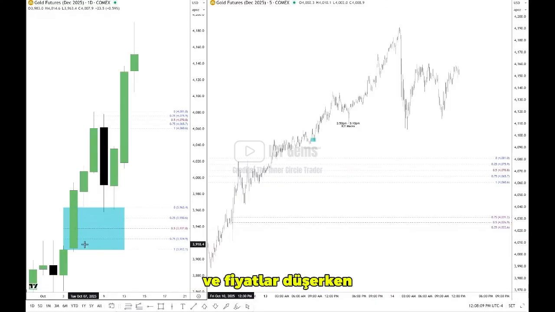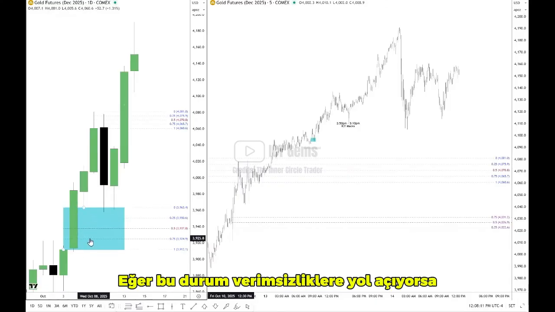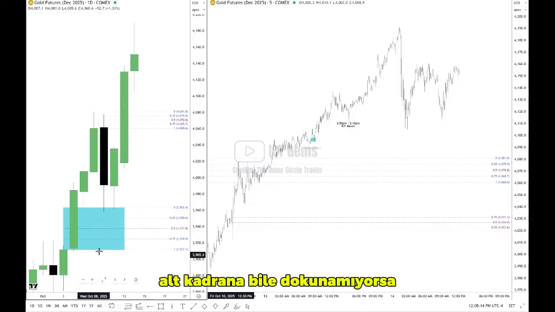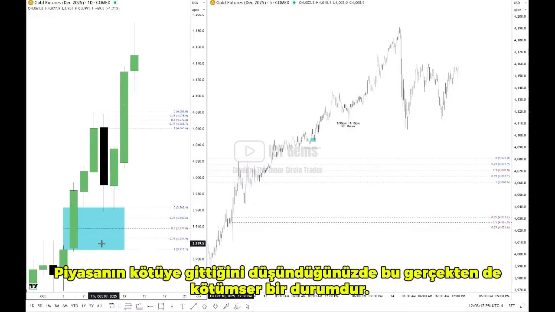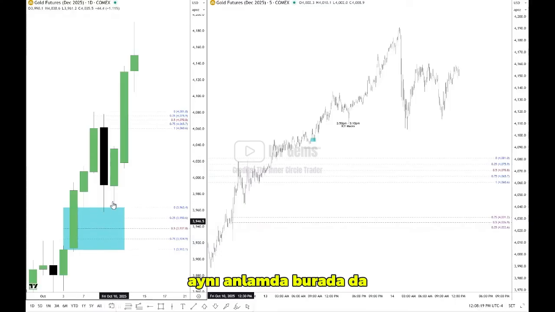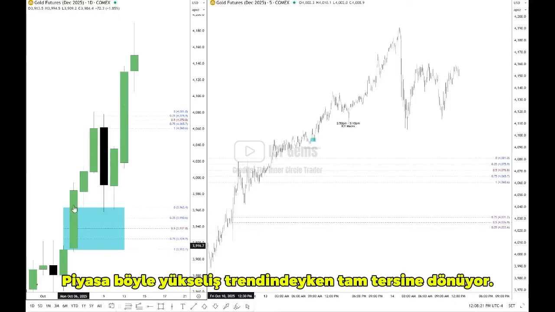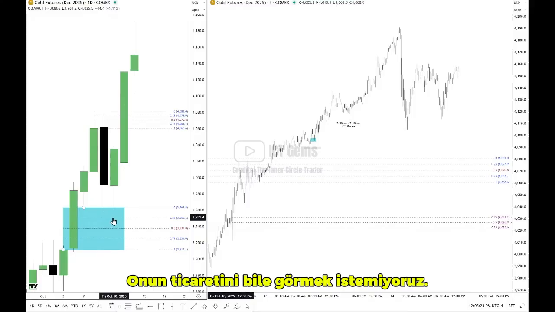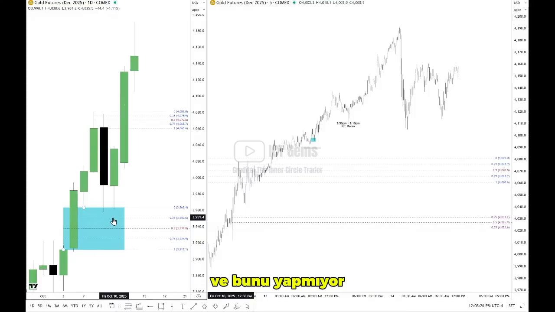And when price is going lower, if it's leaving inefficiencies open and doesn't come back up into them, if it can't even touch the lower quadrant when you're bearish, that's really bearish. Well, in the same sense here, just reversing it, when it's bullish like this, we don't even want to see it trade down in the upper quadrant, and it doesn't do that. And go back and look at the tweet. I just said it a little while ago.